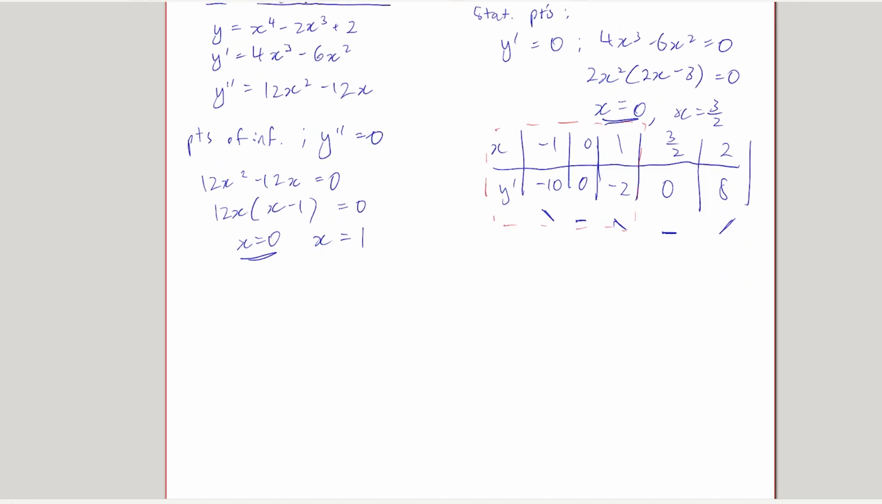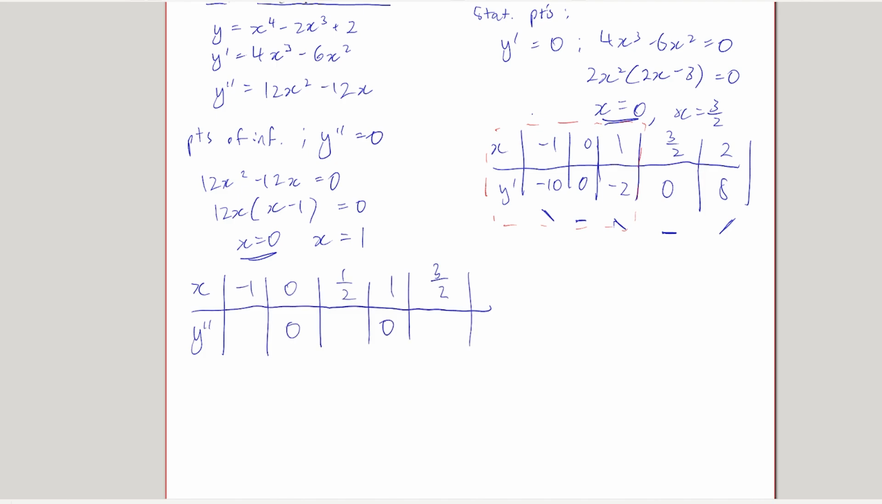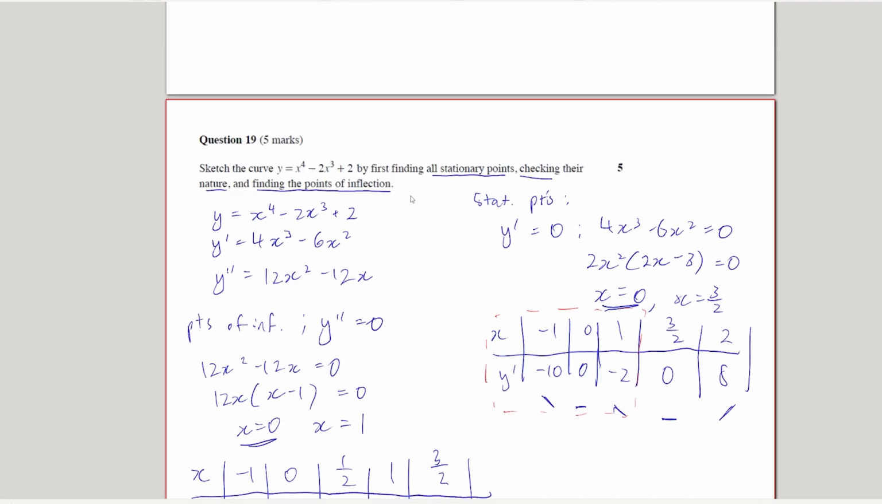What you want to do is the same thing I did before with the table. If you plug in -1 to y double dash, it's going to be 24. Plug in half, it's going to be -3, and plug in 3 on 2, it's going to be 9. I'm going to dash them out at 0. So 24, what does that mean? If y double dash is 24, that means it's concave up, because it's a positive number. -3 is negative, so it's concave down, and 9 is concave up. This is talking about concavity, and that's how we're checking the nature, like it's asking for.